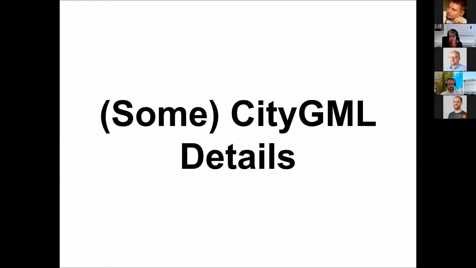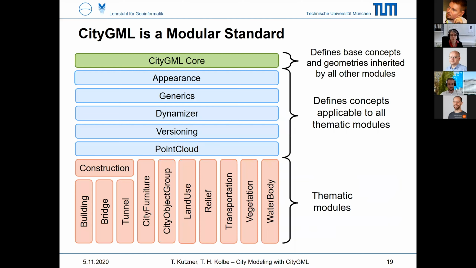Yes, so next I would like to give some details on CityGML. CityGML is a modular standard, so that means we have here at the bottom in red thematic modules, and these thematic modules define the individual objects we have in our urban landscapes. So for example, the buildings are defined here, bridges, tunnels, also city furniture, like street lamps or banks where you can sit on can be represented.